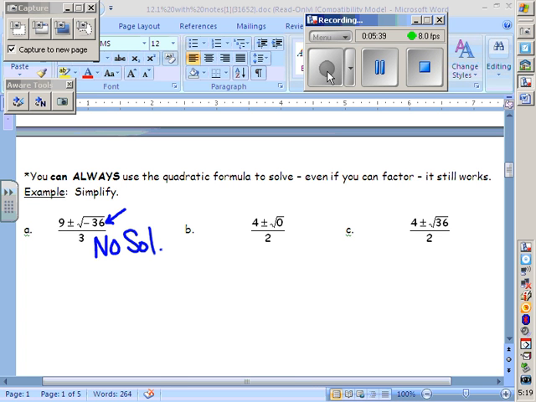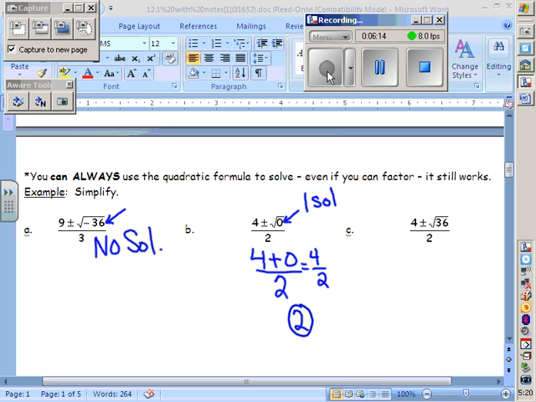In my B problem, I have a 0 underneath my radical. So I do need to simplify this expression a little bit further, but I know I'm going to have one solution, only one. So I just go ahead and work that out, and I will have 4 plus 0 over 2. The square root of 0 is 0. 4 plus 0 will be 4 divided by 2. 4 divided by 2 is 2.